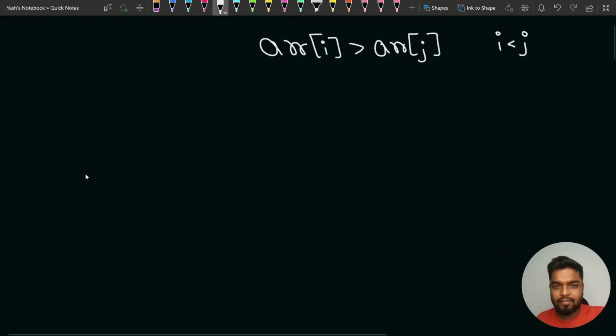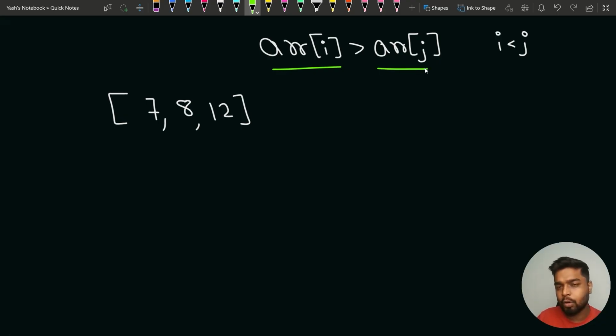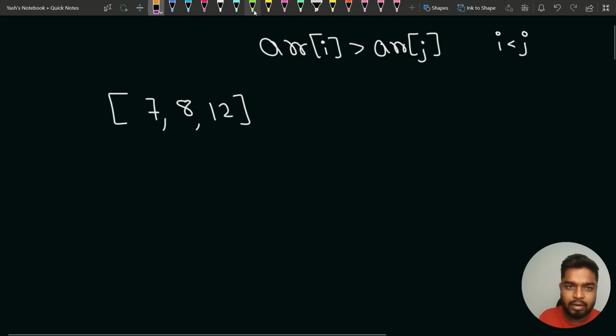Suppose I have an array with elements 7, 8, and then 12. The condition says that there should be a particular ith element on the left side that is greater than a jth element belonging to the right side. But for the test case that I have taken, there is no ith element that is greater than the jth element on the right side.